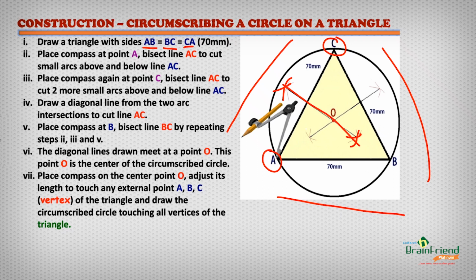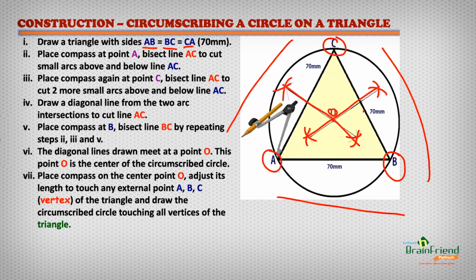Next, place compass at point B. Bisect line BC by repeating steps 2, 3, and 4 above. That is, cutting arcs up and down. Then draw a diagonal line to pass through line BC through the center. Next, the diagonal lines drawn meet at a point O. This point O is the center of the circumscribed circle.